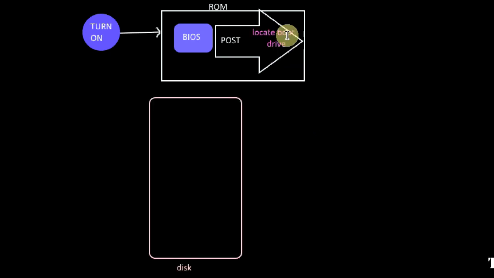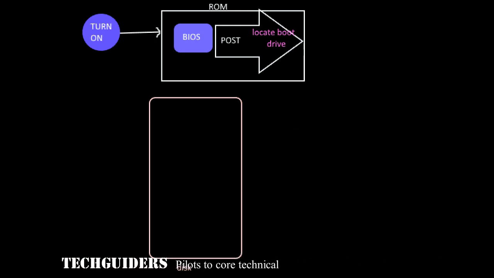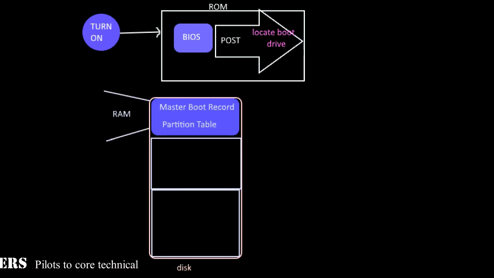And the boot drive can be anything, a CD, pen drive or hard disk. And suppose our boot drive is the hard disk. After locating the boot drive, BIOS loads the first block, the first 512 bytes of the disk, which is located at cylinder 0, head 0 and sector 1, to the main memory. This block is called the master boot record or MBR.